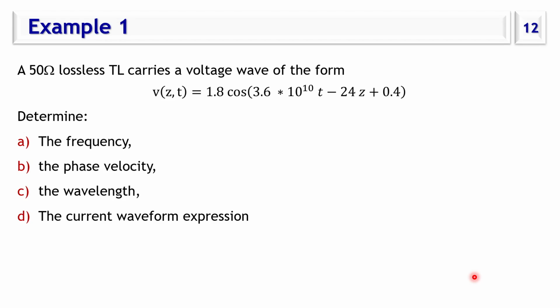So let us have this example. We have a 50 ohm lossless transmission line, and even if I didn't mention that it is lossless, if I give you the characteristic impedance as a real quantity, it means that it's lossless. The voltage waveform has this expression, and we would like to know what is the frequency of this signal, what is the phase velocity, what is the wavelength, what is the current waveform.